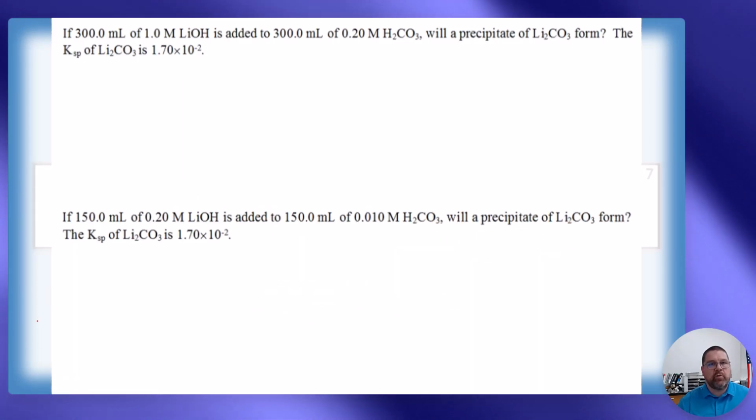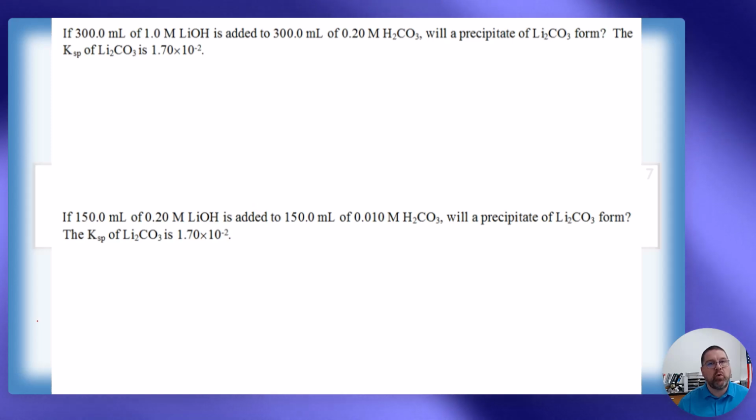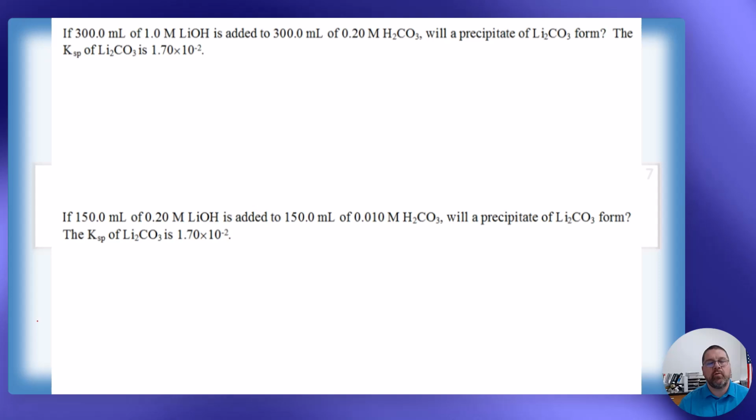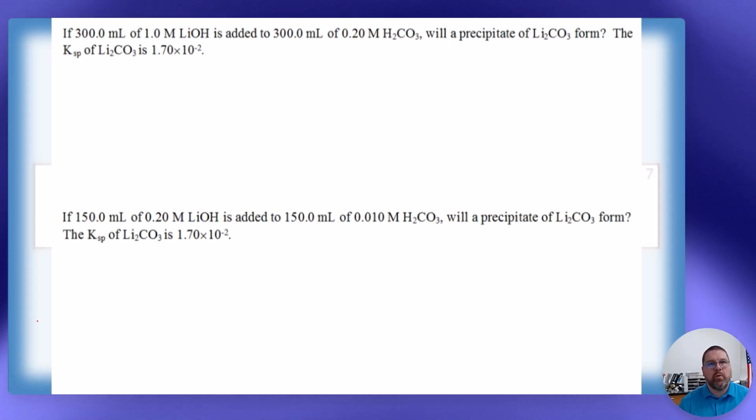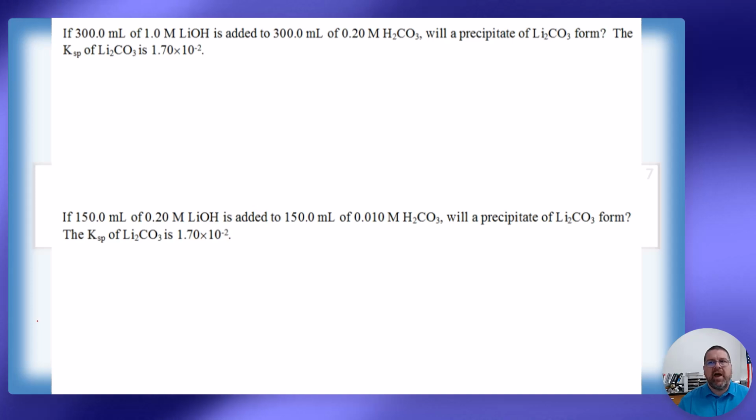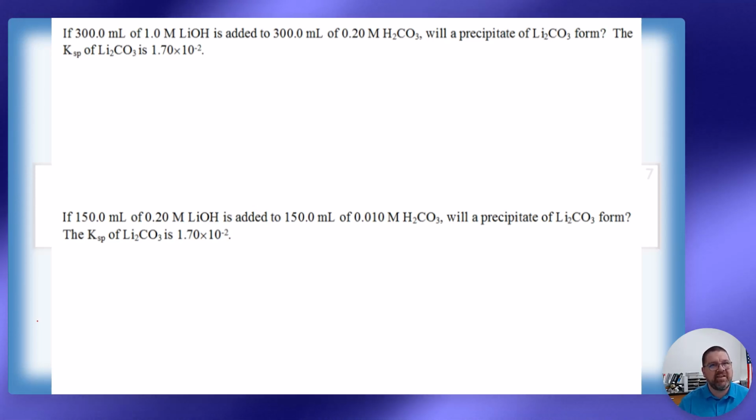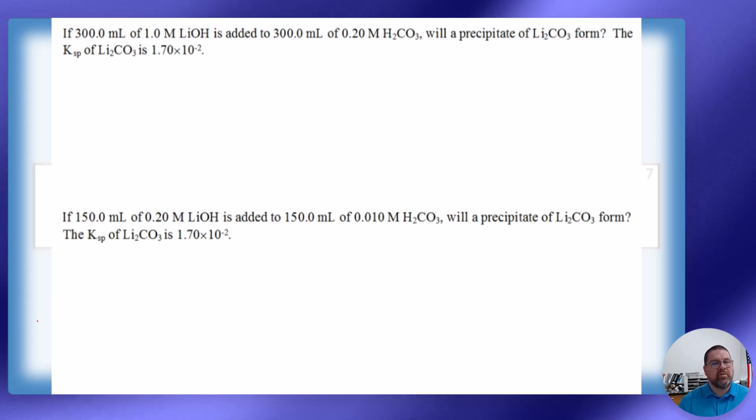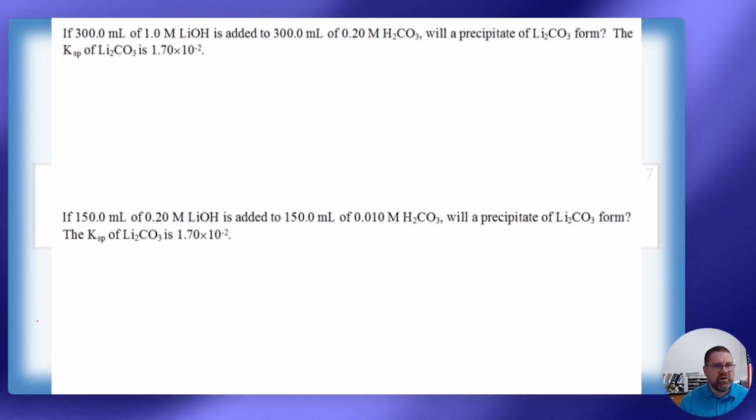So if we look at these 2 examples, if 300 milliliters of 1.0 molar lithium hydroxide is added to 300 milliliters of 0.20 molar carbonic acid, will a precipitate of lithium carbonate form? Now, you might say, well, wait a minute, isn't lithium an alkali metal? I thought all alkali metal compounds were soluble. And that is the general rule of thumb, but you can see that the KSP for lithium carbonate actually has a measurable value of 1.7 times 10 to the negative second, which is not all that small of a value, but for alkali metal compounds, that's actually pretty significant.